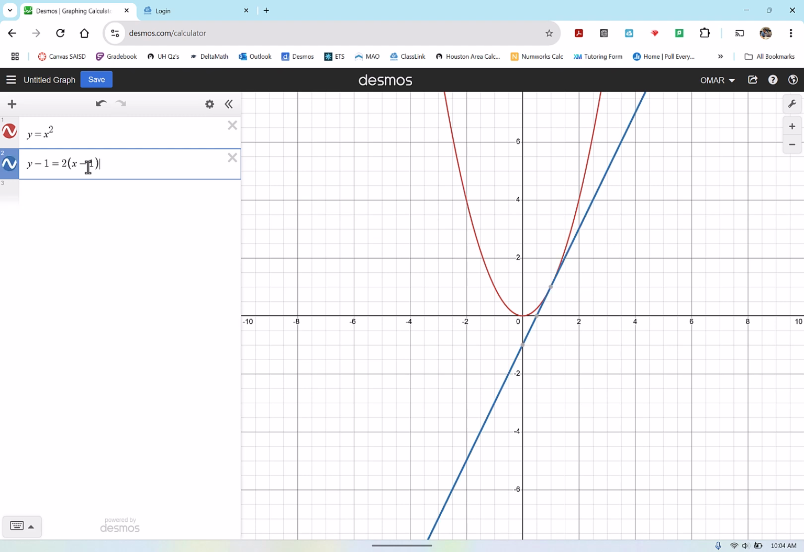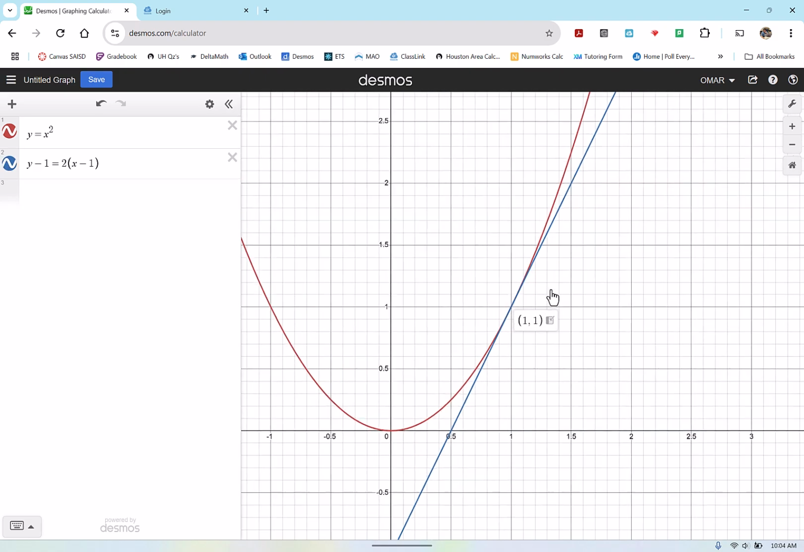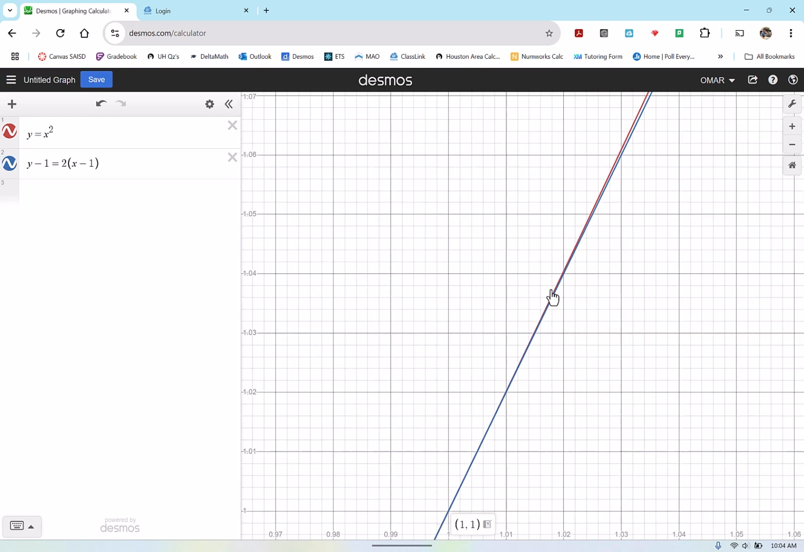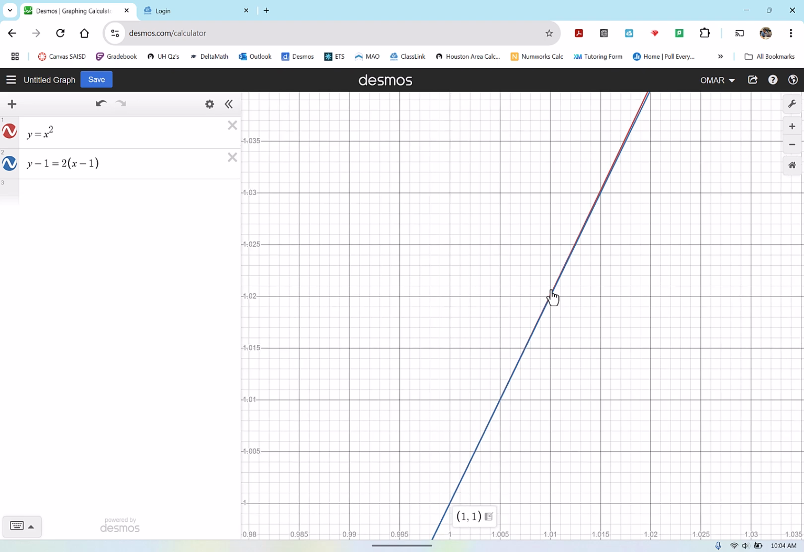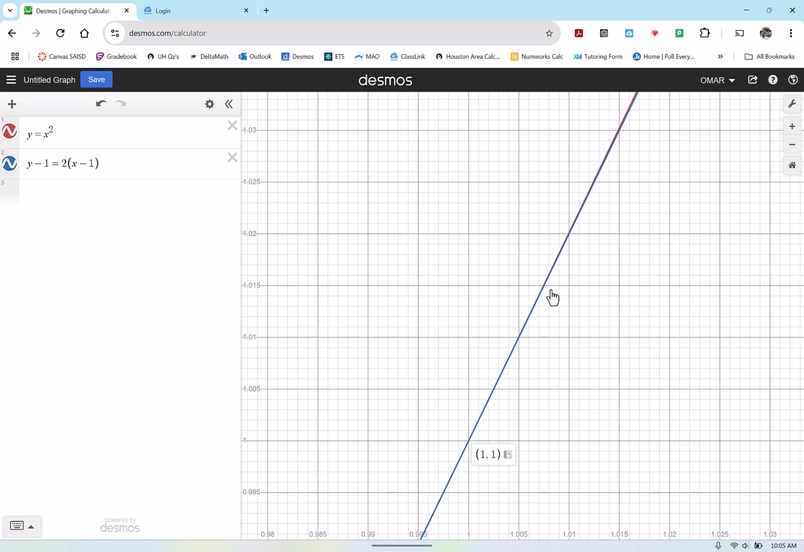Okay, so there it is. Do you guys see how my point of tangency is (1, 1)? That's where I'm finding my tangent line of this curve. And look what happens. If I zoom in a lot, notice that the tangent line and that curve blend in. Do you guys notice that?